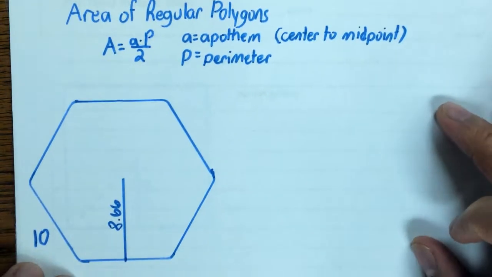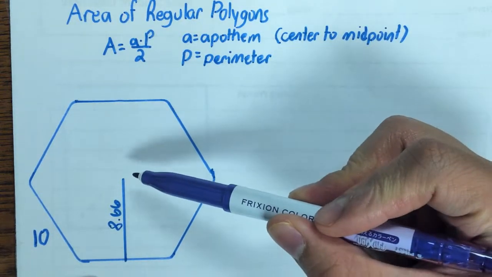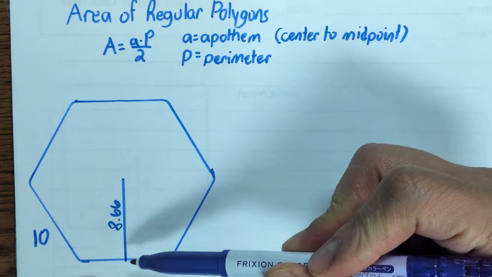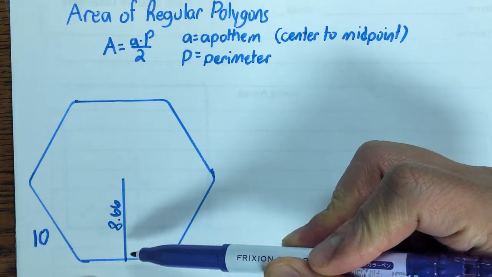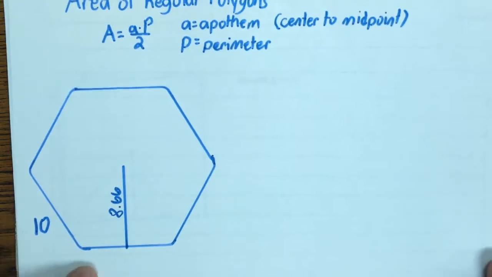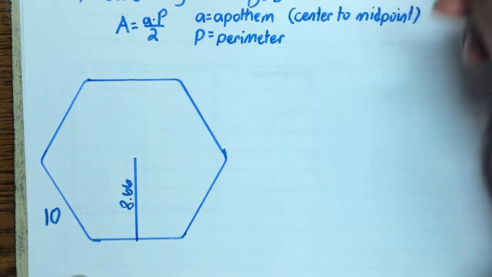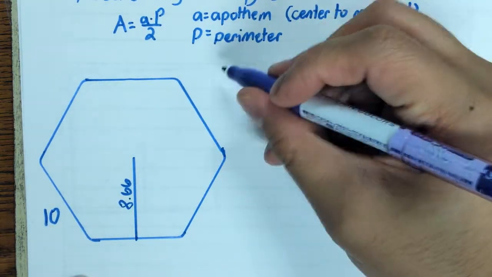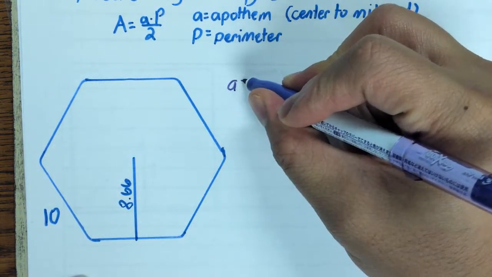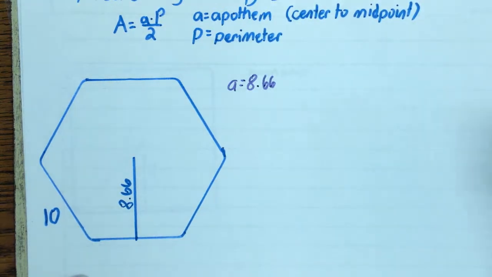Apothem, that's a new word. Apothem is that line that goes from the center of your shape down to the midpoint of one side. So this right here is my apothem. So look at this setup. Let's take a look at my area. So we already know what A is. My apothem equals 8.66. We need to find perimeter.